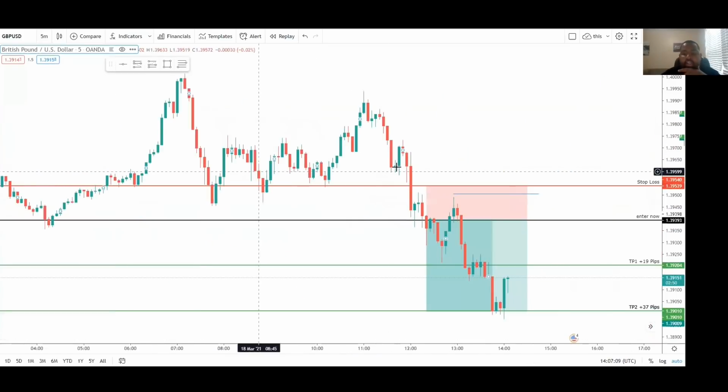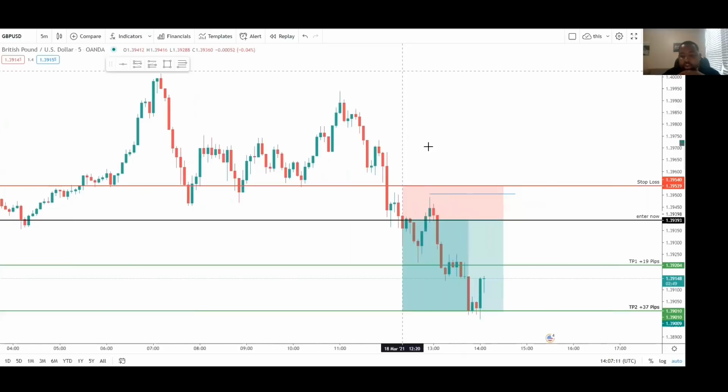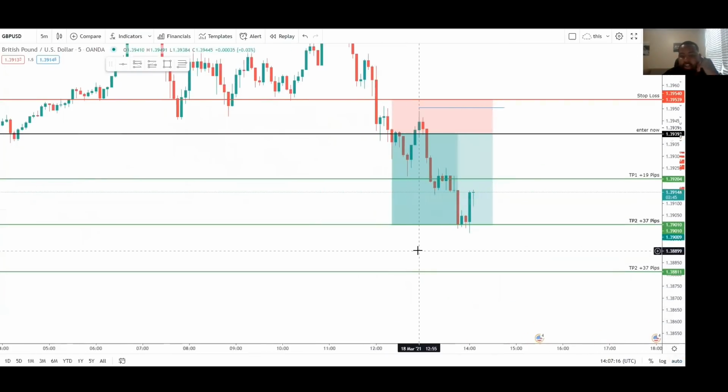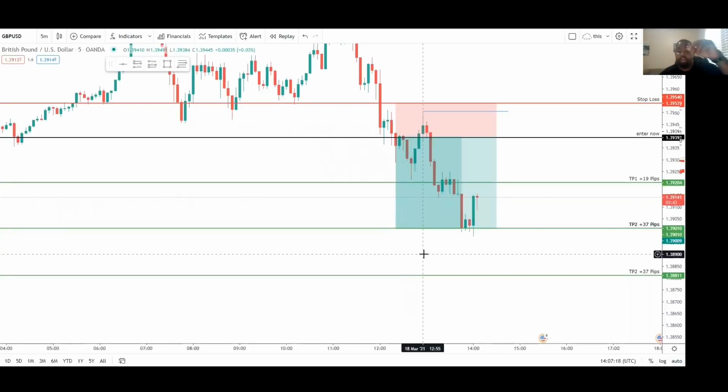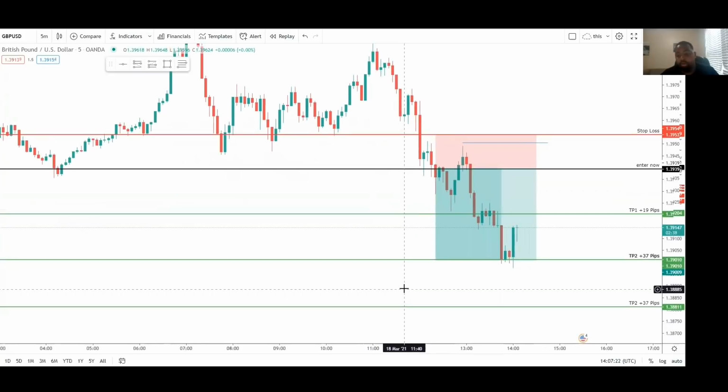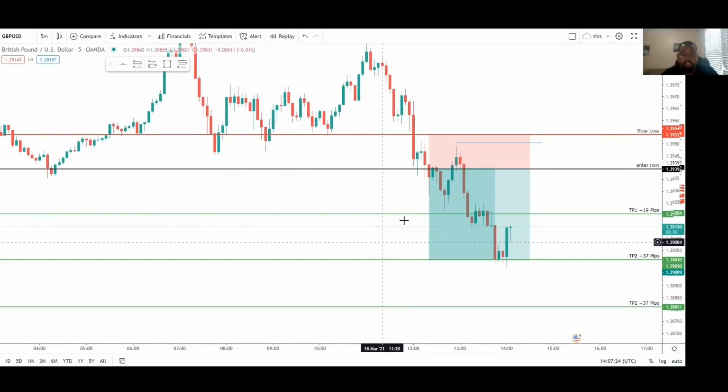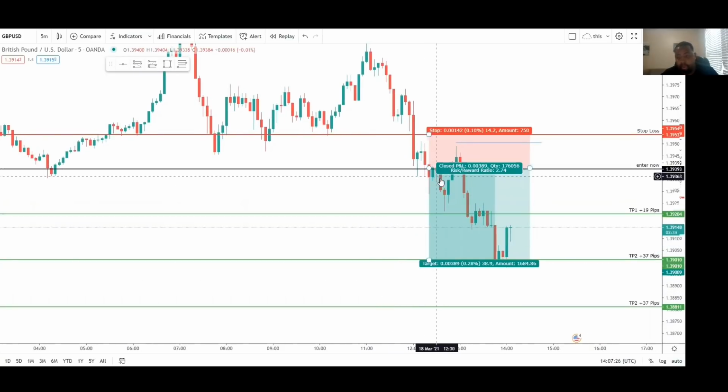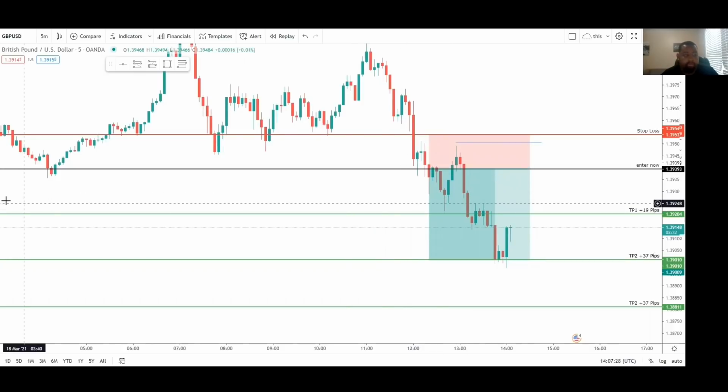You want trades like this. This is literally a trade we just took together. Signal chat, my signals channel in Telegram. We just took this trade. We entered here, price came down. How many pips is that?